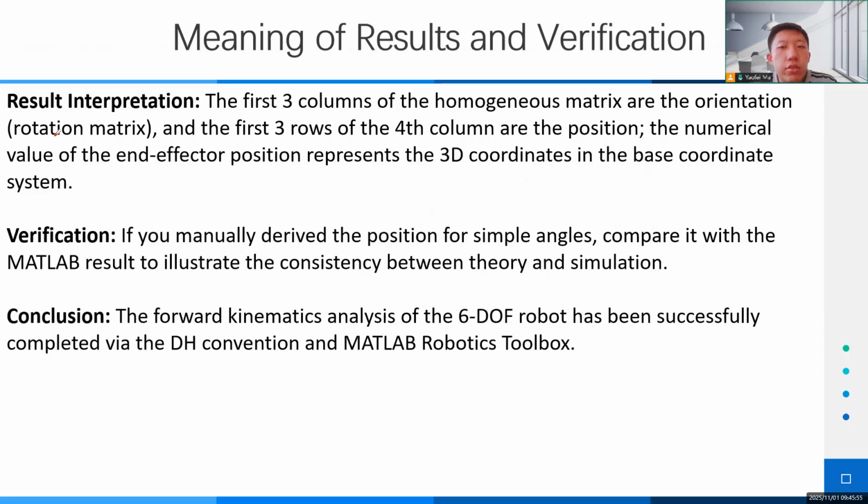What do these results mean? Let's break down the 6T0 matrix. The first three columns make up the rotation matrix. It tells us the end effector orientation. The first three rows of the fourth column are the position values. They tell us where the end effector is in the base coordinate system.